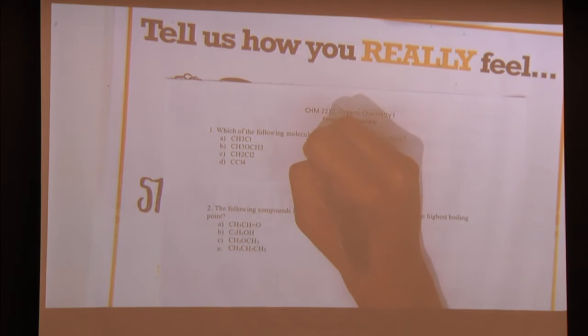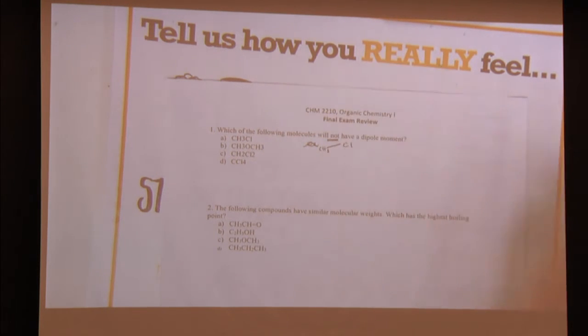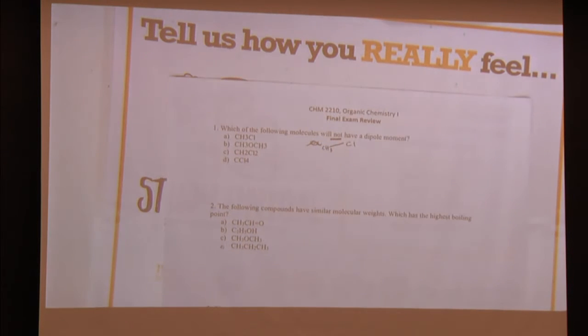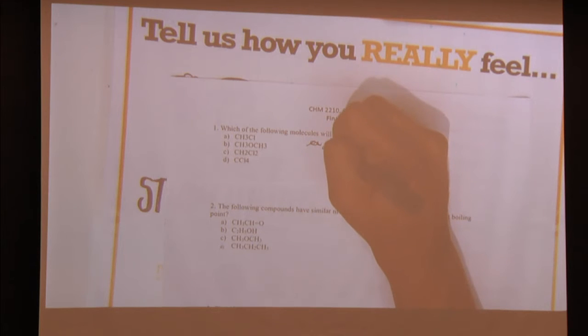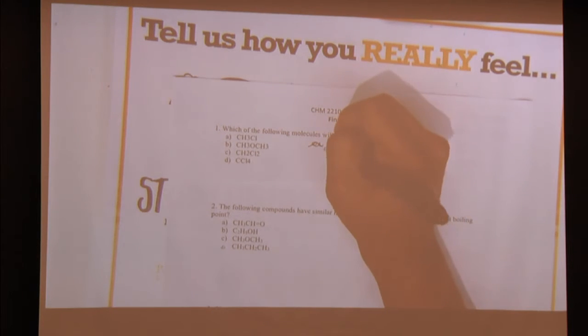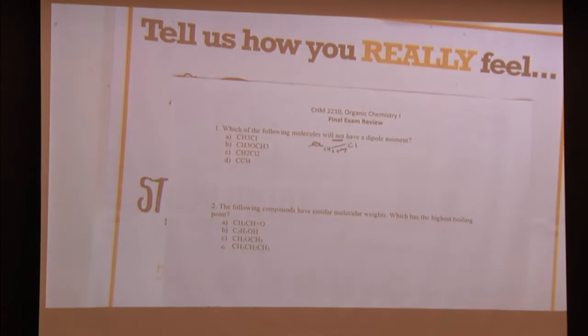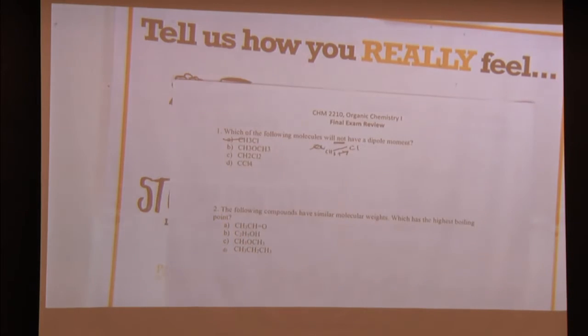CH3Cl is going to look something like this, and it's going to have a dipole moment pointing towards the more electronegative atom, which is chlorine in this case. So it's going to look like this. So we know that is a dipole moment that it's going to have. Now, so that can't be one of the answers.